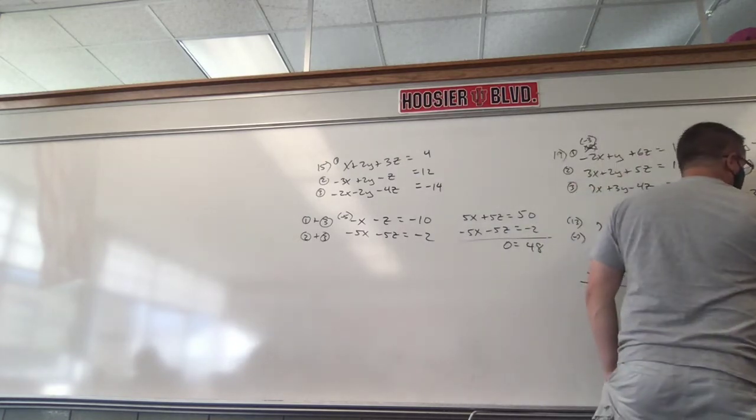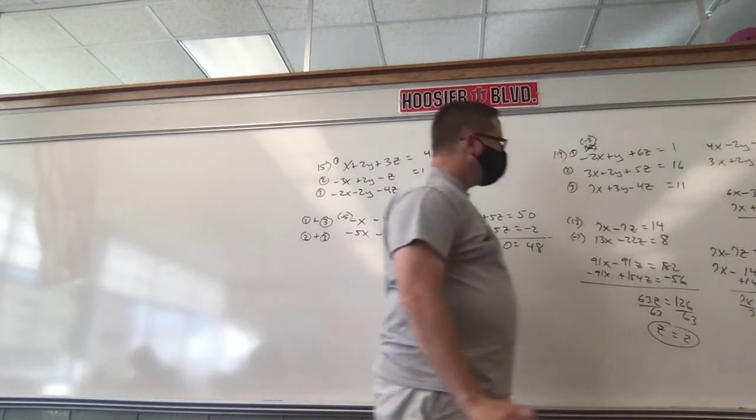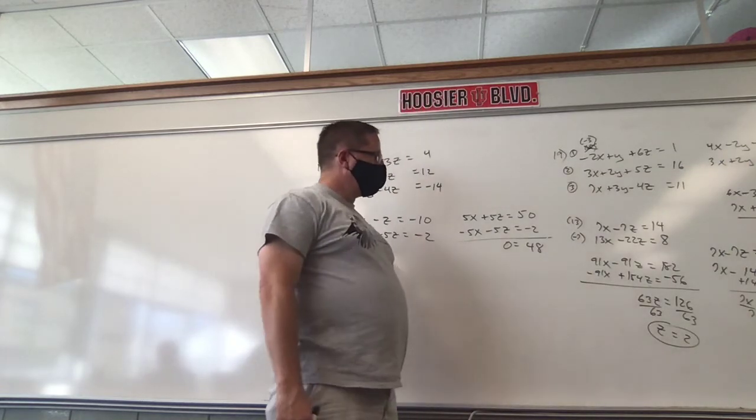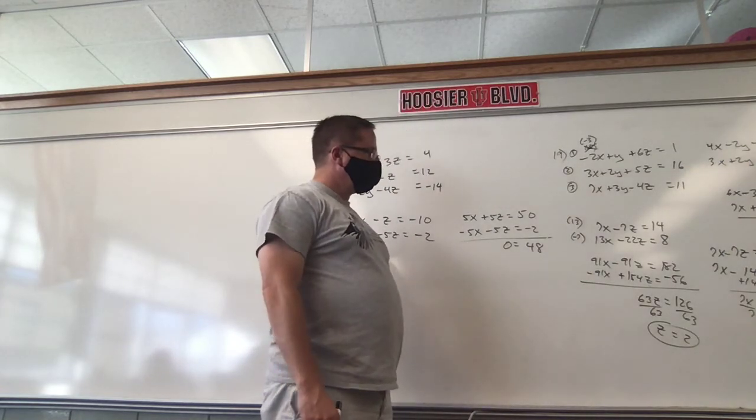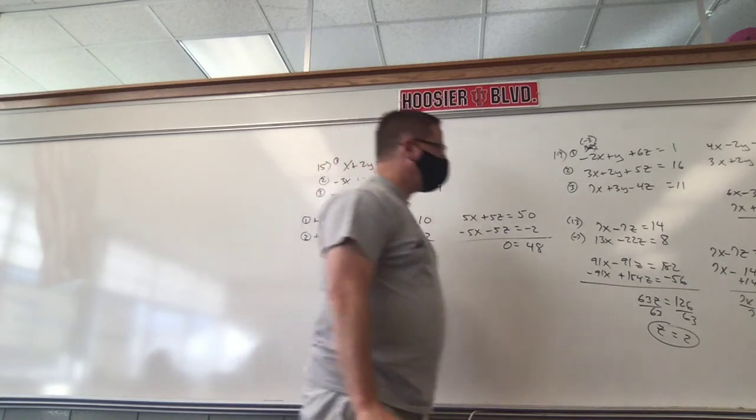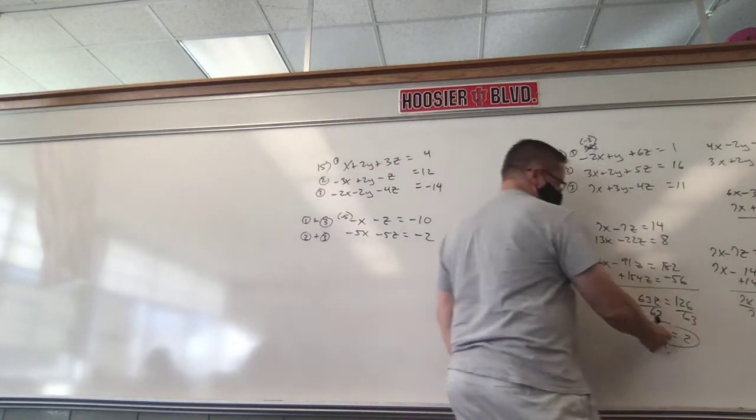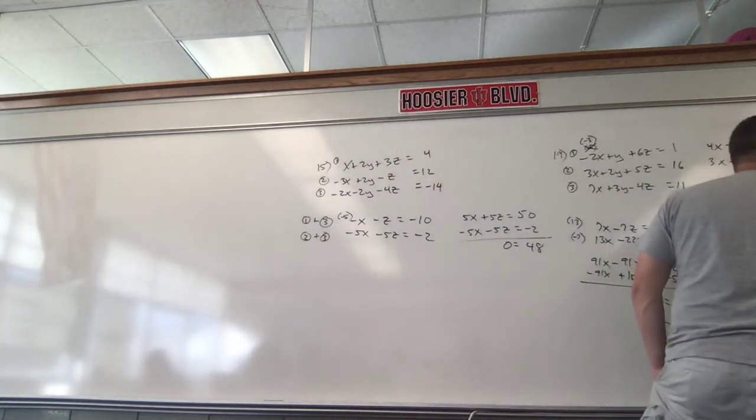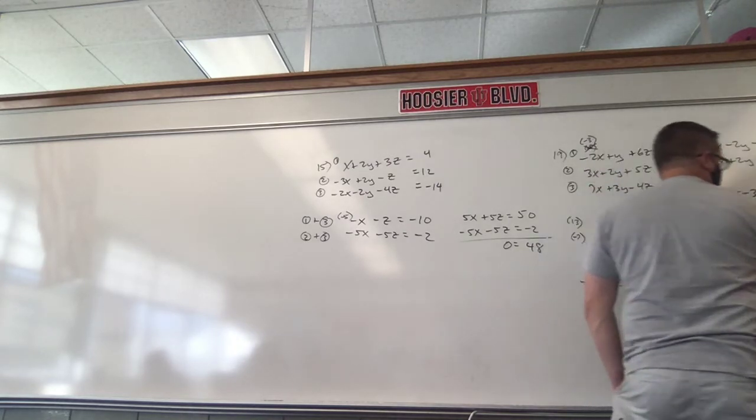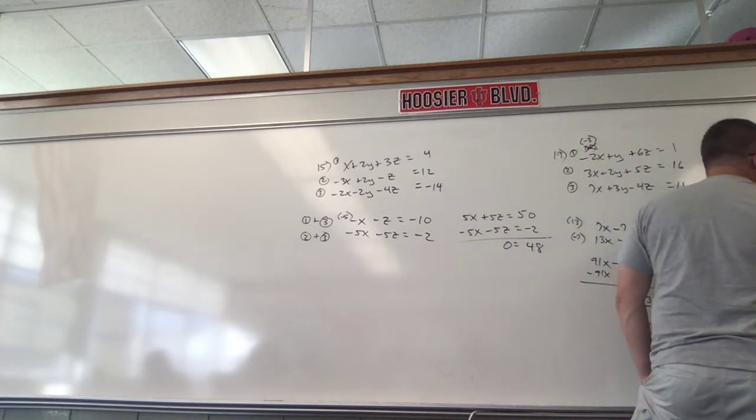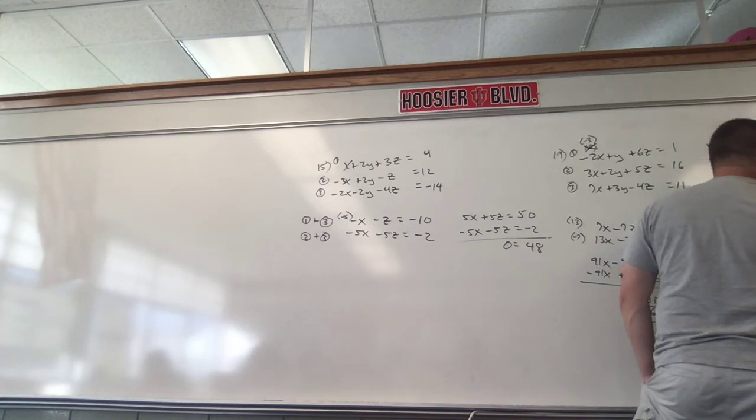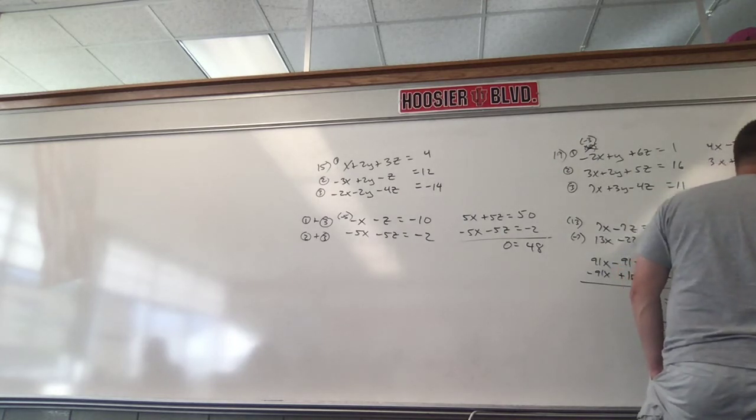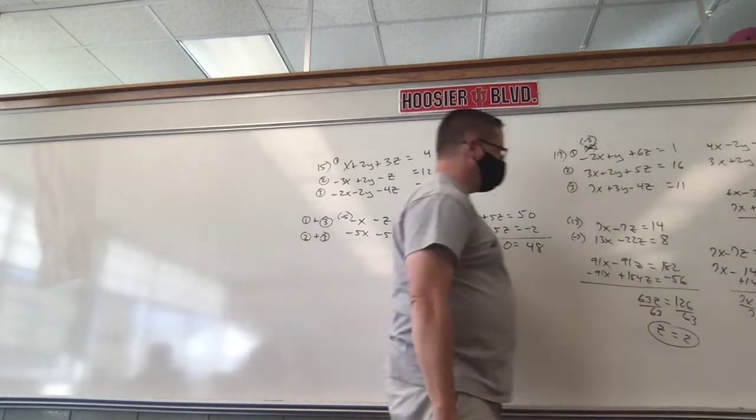Plus y plus, what's the next number I'm going to write? Where'd 12 come from? 6 times 2. Put together negative 8 and 12, that's 4 plus y is 1. Subtract 4. Y is 1 minus 4, which is negative 3.